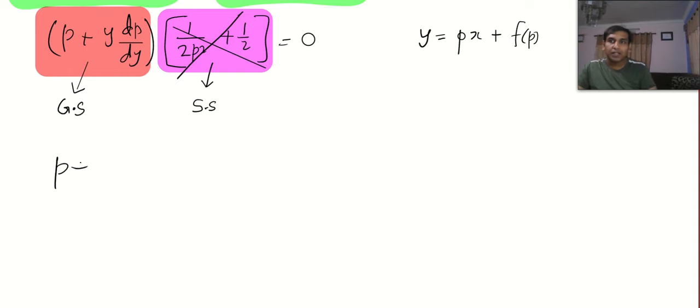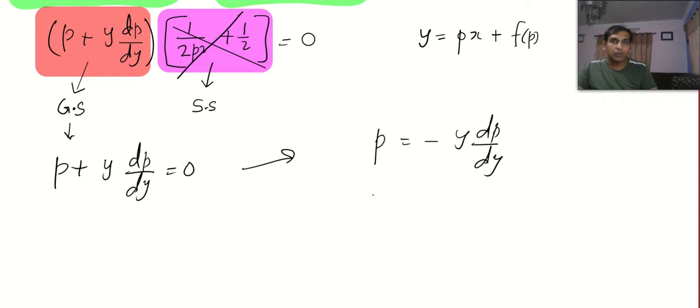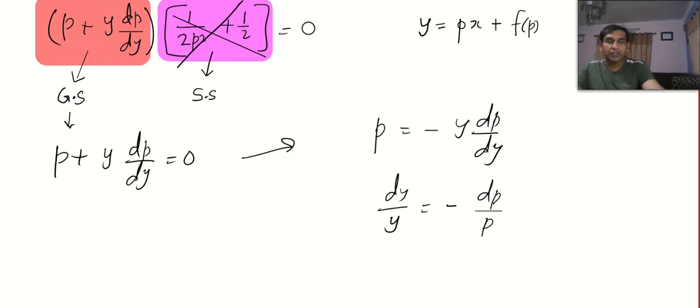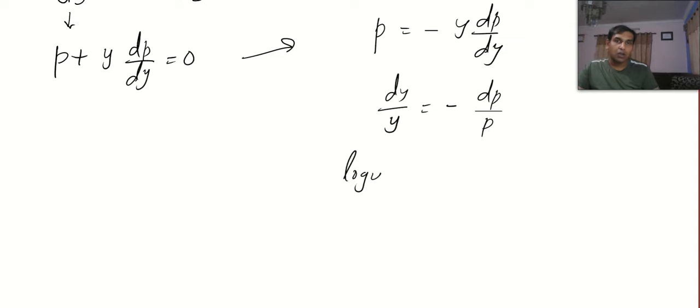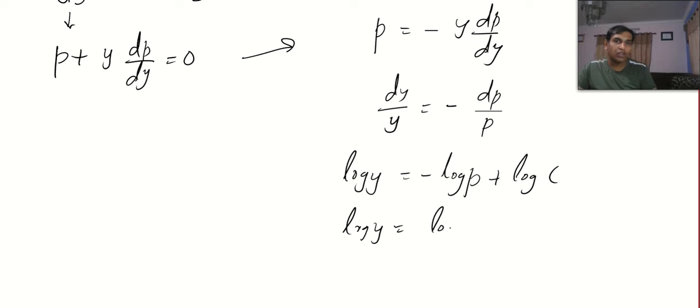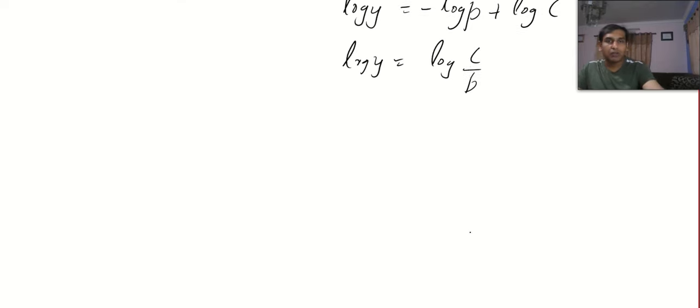So I'll go for the general solution, p plus y dp by dy equal to 0. And as expected, this is variable separable. P is equal to minus y dp by dy. So I'll get dy by y is equal to minus dp by p. And integrating, we will get log y equal to minus log p plus log c. And what is log a minus log b? So we get log y equal to log c by p, or we end up with y is equal to c by p.